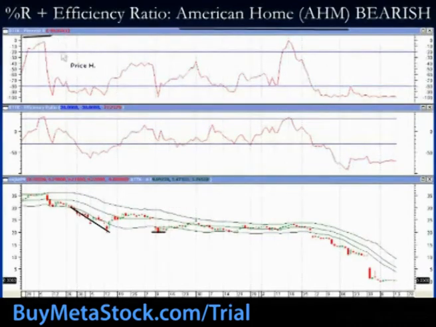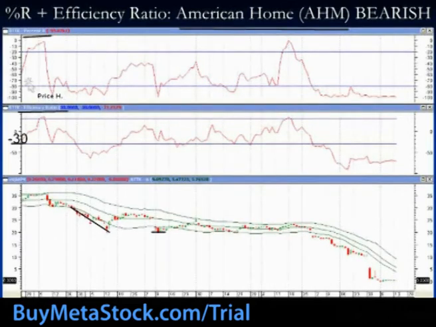Well, look at the indicators up here. We've got the percent R in the top panel of the chart. We've got the efficiency ratio in the middle panel of the chart. And what I find on efficiency, by the way, in this case for a negative trend, is that this reading here is about minus 30. Let's type that in here. Minus 30 is my key threshold. So if it goes under minus 30, that lower blue line there, that's going to be my breakdown point.